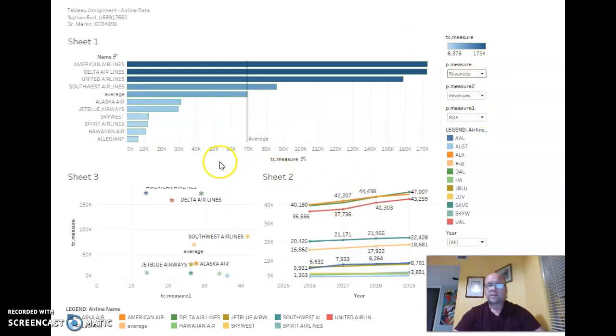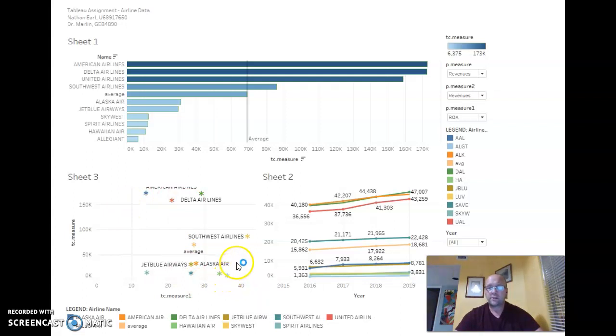On sheet 3, we can look at the return on assets compared to revenue. So again, we look at American Airlines here. They have their highest revenue, but they are almost tied with the lowest return on assets.